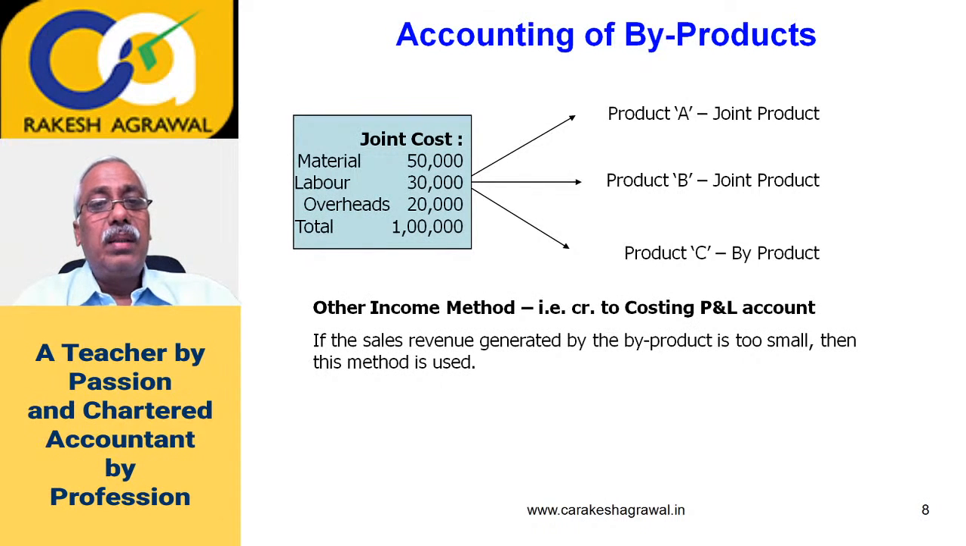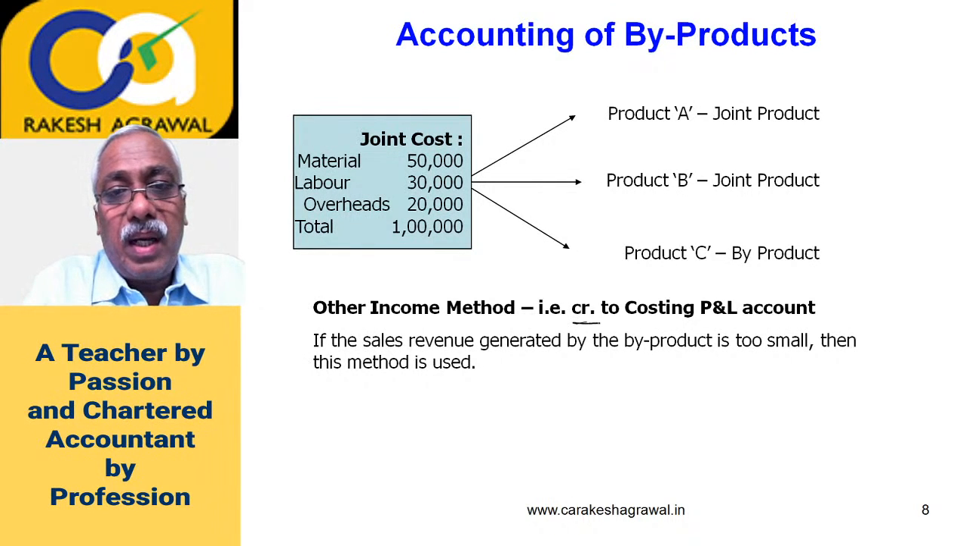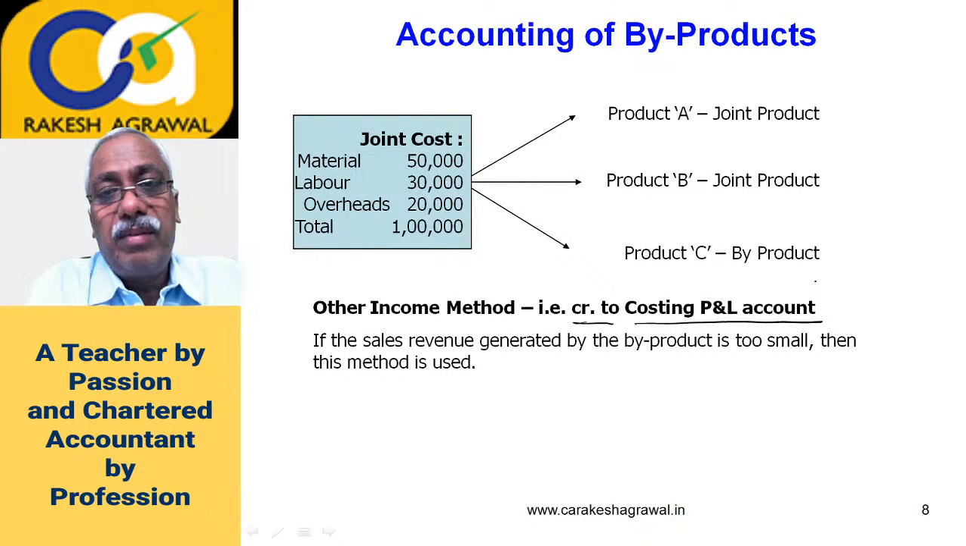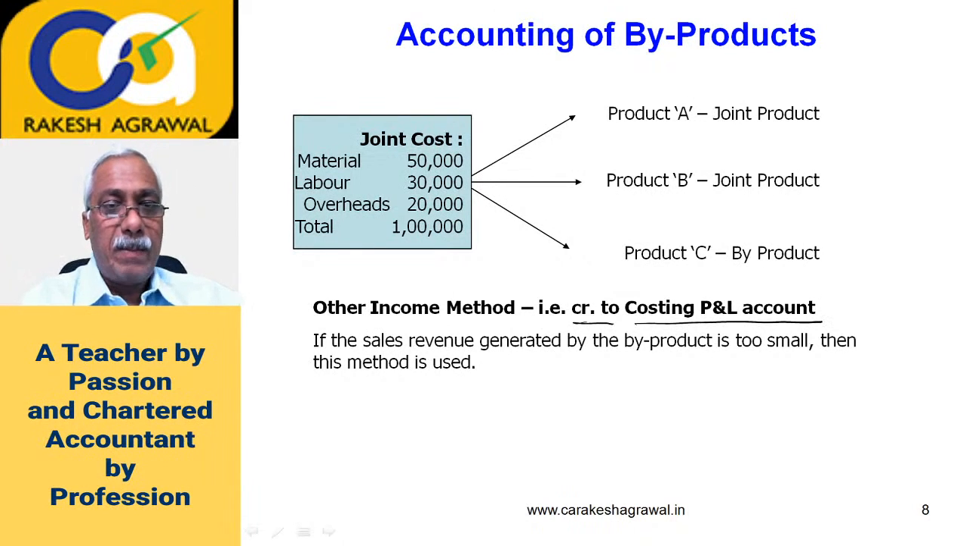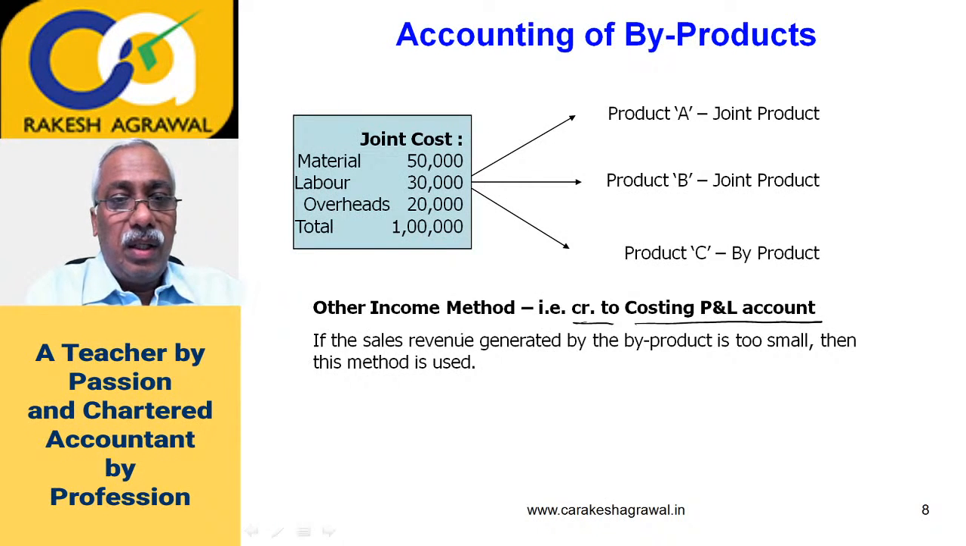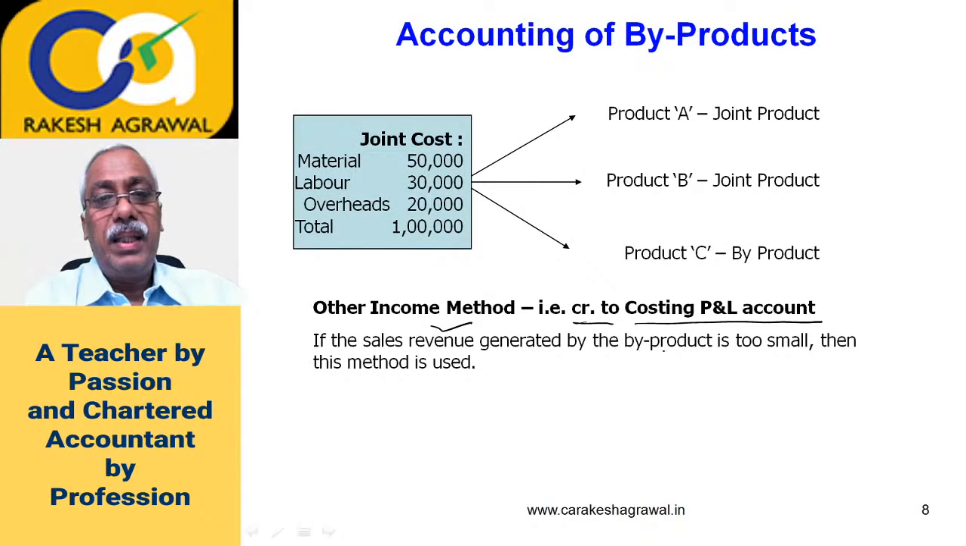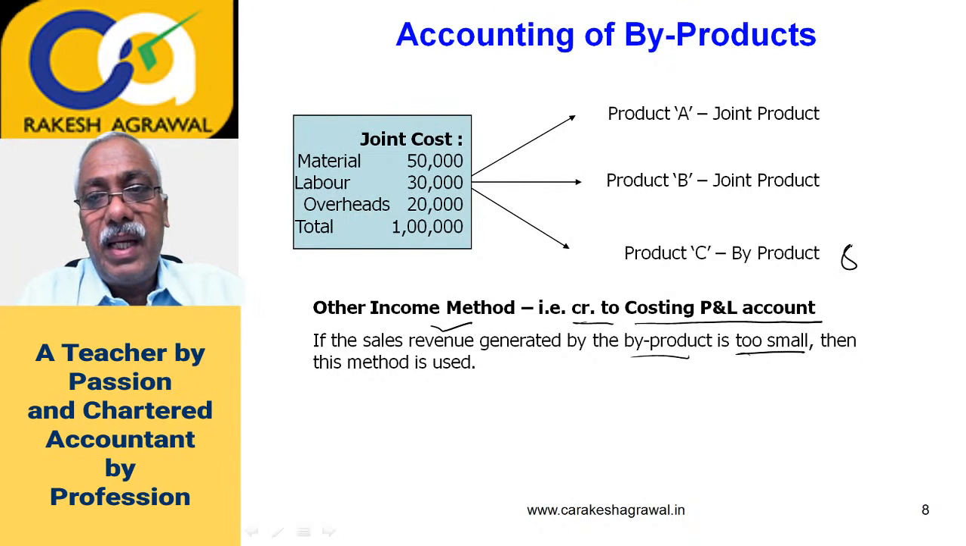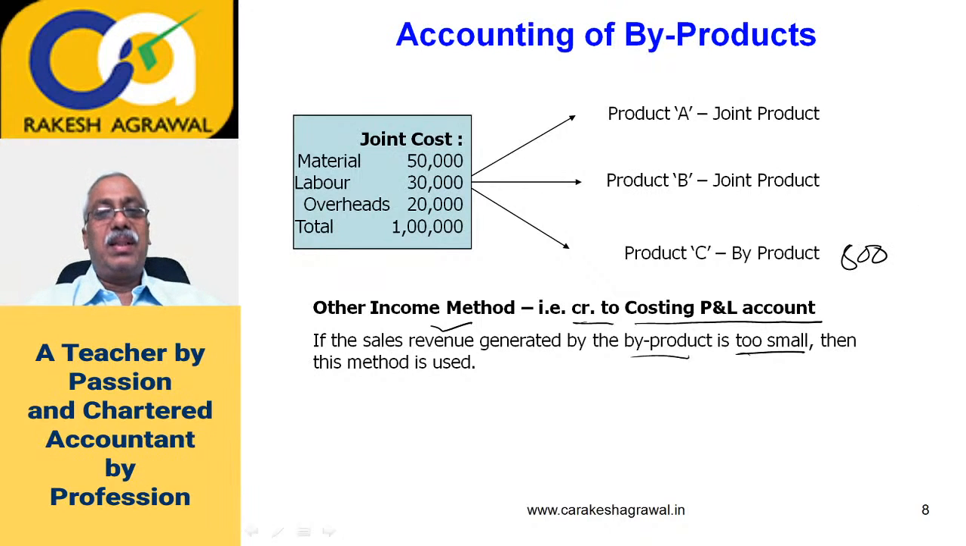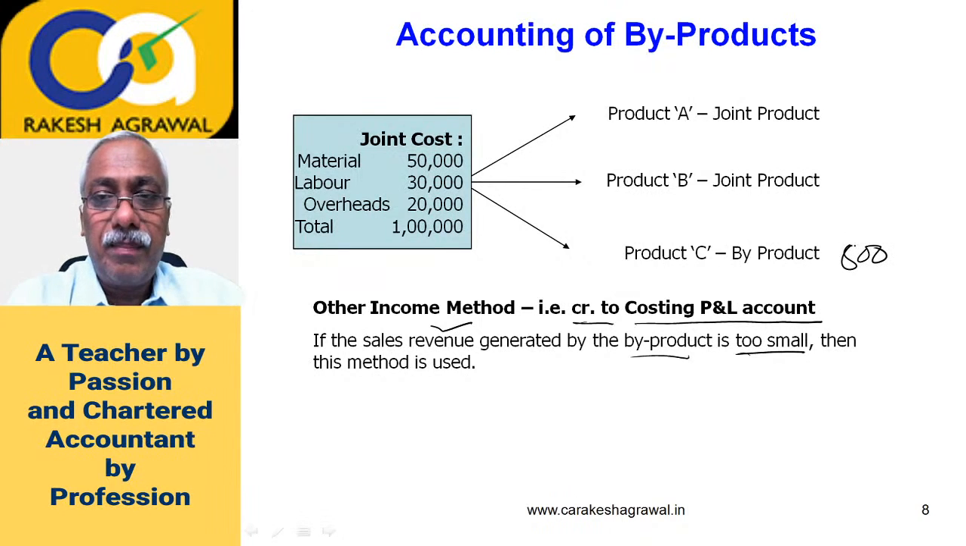One method is called the other income method. This is one method suggested by the institute. In this method, you have to credit the sale value of that byproduct to costing P&L account. Now, see when this method is to be used. When sales revenue generated by the byproduct is too small, then this method is used. Let us assume that this byproduct can be sold for rupees 800, just for example's sake.